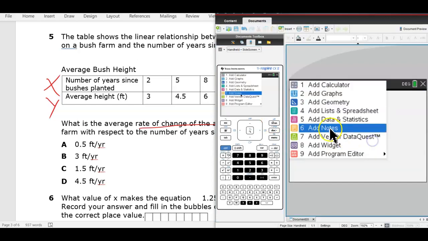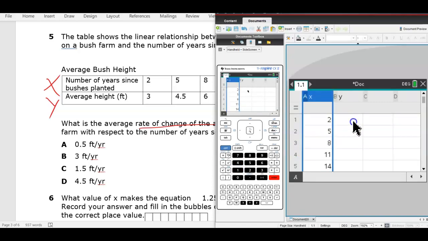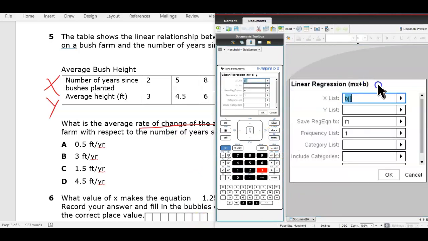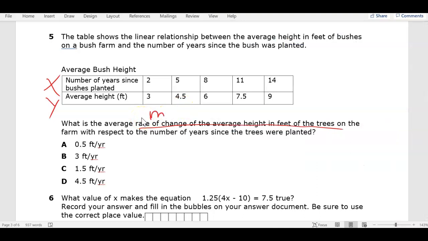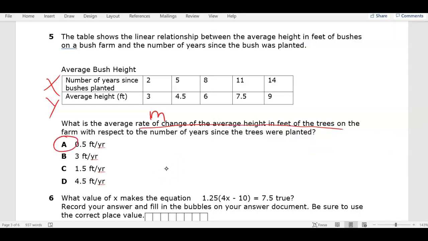So new document, don't save it, spreadsheet, X on the top, Y on the top. Okay, so 2, 5, 8, 11, 14. And then on the Y, we have 3, 4.5, 6, 7.5, 9. Okay, and then once again, I hit menu, 4, 1, 3. X must be X, Y must be Y. Now all I care about is the M, because it says what's the rate of change? Rate of change is the M. So on my calculator, M is 0.5. I get 0.5. Okay.